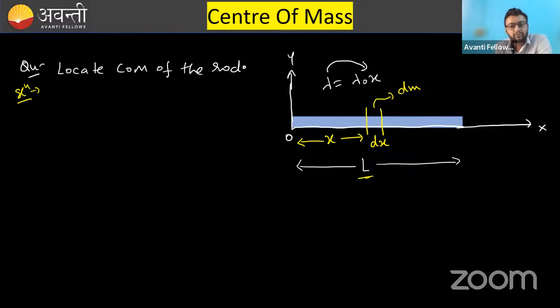Now, first step is we need to calculate the mass dm. What is dm? I have told you, dm is what? Till now, you learned the dm. Lambda into dx. dm is lambda into dx. Lambda is given as lambda naught x. So dm is lambda naught x dx.